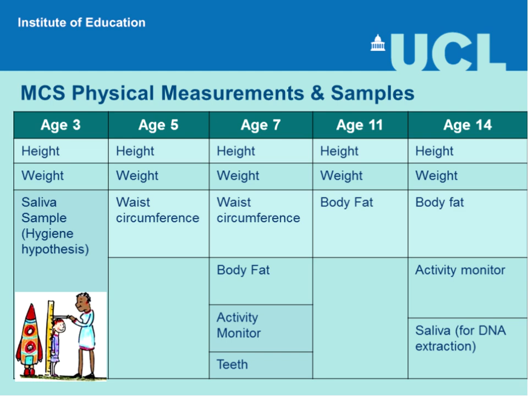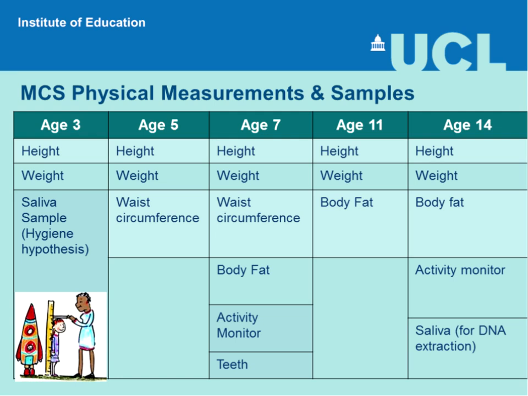So as I said before, since the age of 3, we've been taking physical measurements and some biological samples from the cohort members themselves. And these have included very simply taking their height and weight so that body mass index can be measured.